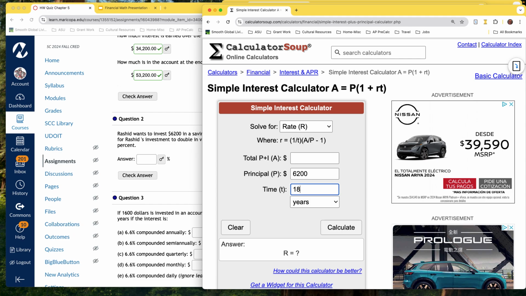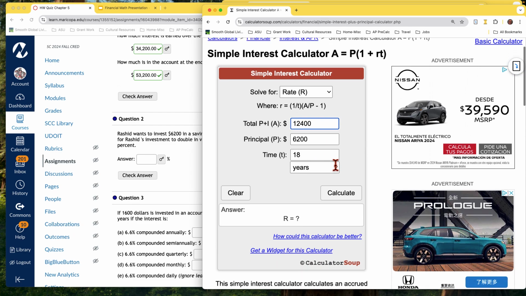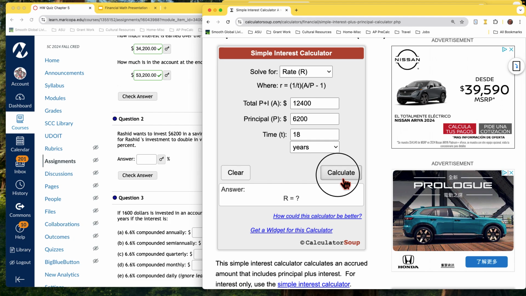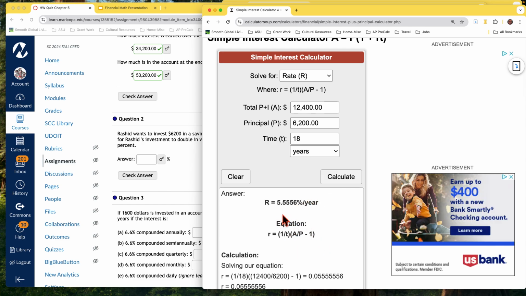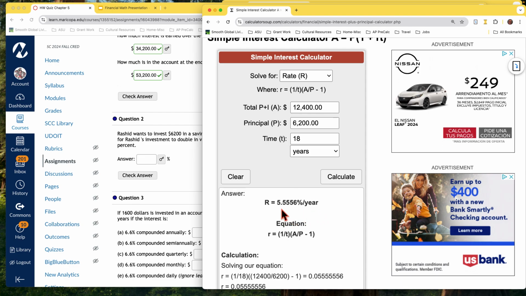Time is 18 years. If it doubles in value, how much will she have, or how much does she want to have at the end? 2 times the principal, right? 12,400. So take the 6,200 times 2. Now it's doubled. Again, we've got everything ready. We just have to calculate. And it tells us, and it even gives us the formula. We could have done the formula if we wanted to, but it's 5.5556. So if we're going to round it to one decimal place, it'd be 5.6.